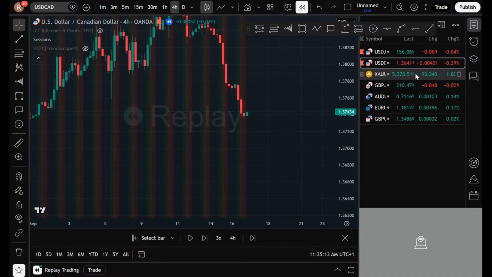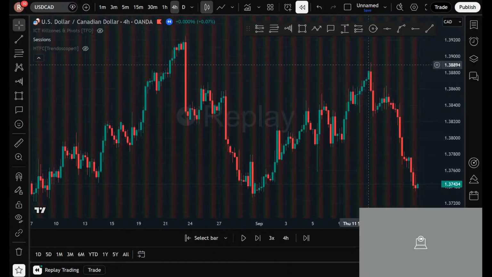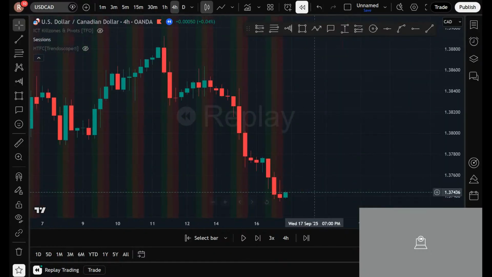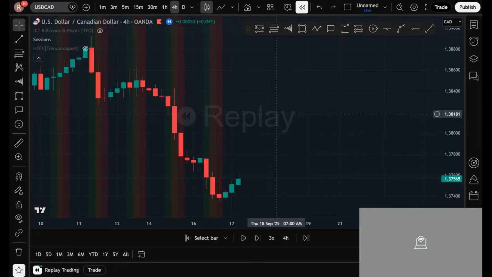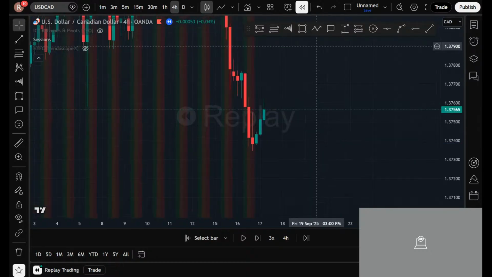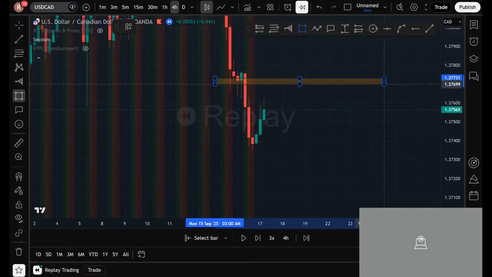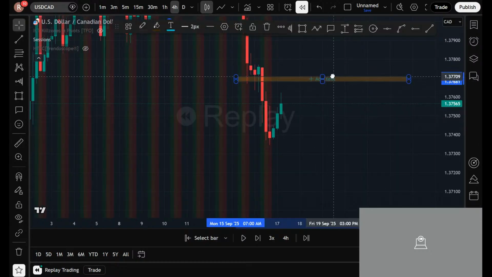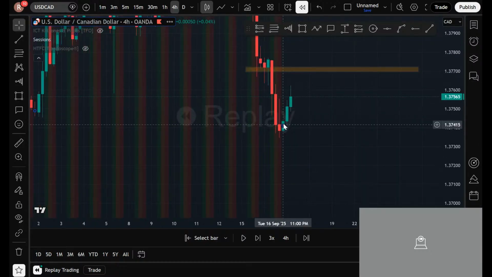I got multiple pairs, bro. I don't care if this pair does not give my setup. The next pair will obviously give me one. So I should not be doing FOMO. So this is the selling area. Price is currently bullish.